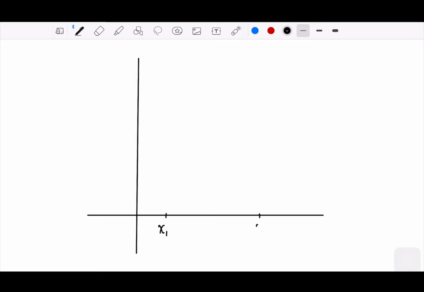And we have x2 around here. And we have y1 here and y2 around here. Okay. And we define two points here. Point A, which is x1, y1. And point C is here.